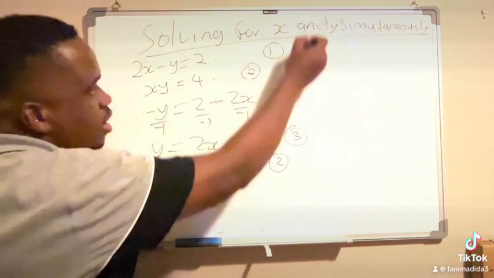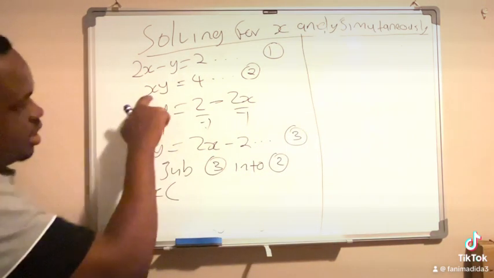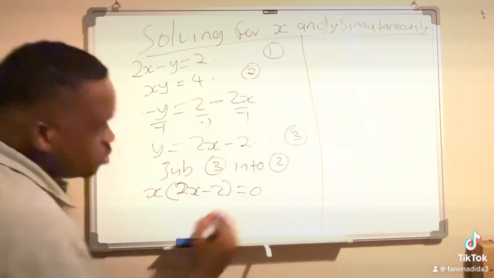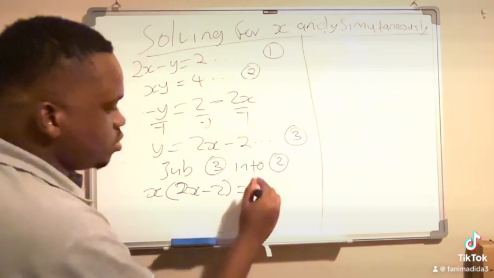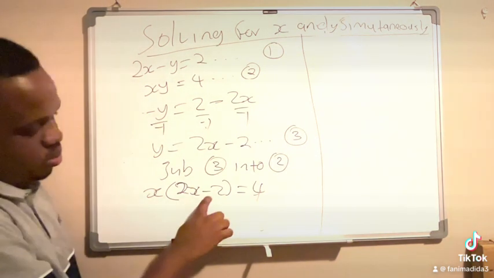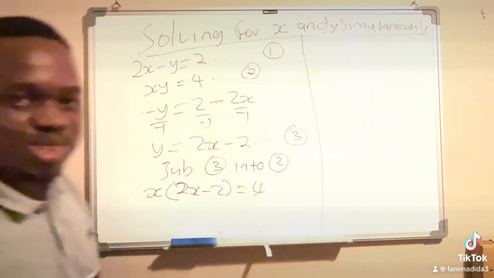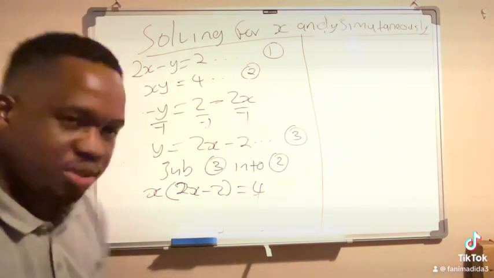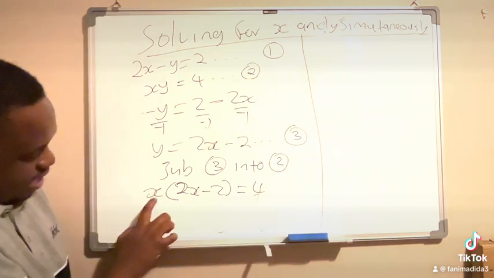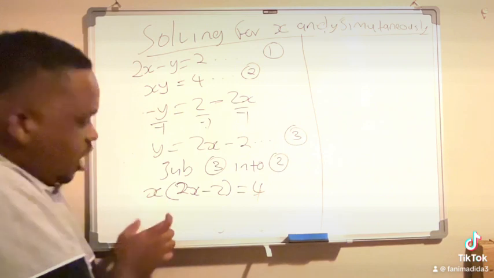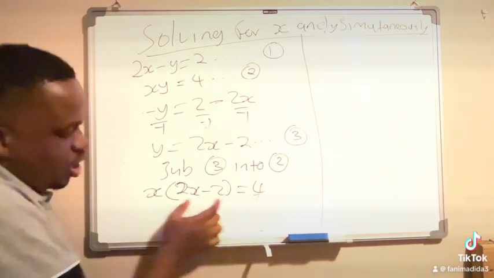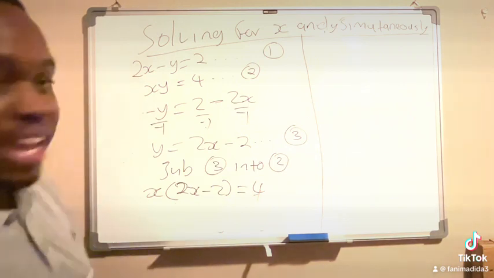If we do something like that, we're going to have x into 2x minus 2 is equals to 4. This is what you have: x into 2x minus 2, close bracket, is equals to 4. From here, what are you going to do? Between this x and this bracket, there's a multiplication. How do we break this bracket off? We break this bracket by multiplying all the terms in the brackets by x.